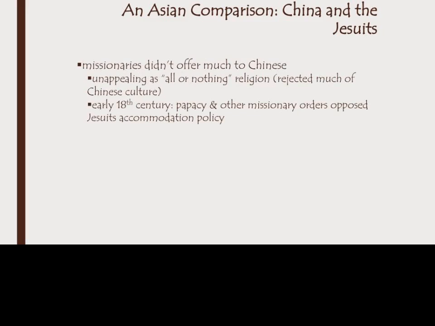So the missionaries didn't offer much that the Chinese needed. Christianity was kind of unappealing as an all-or-nothing religion that would call for a rejection of much of the Chinese culture that many Chinese people find pride in and hold dear. So in the early 18th century, the papacy and other missionary orders opposed the Jesuit accommodation policy.